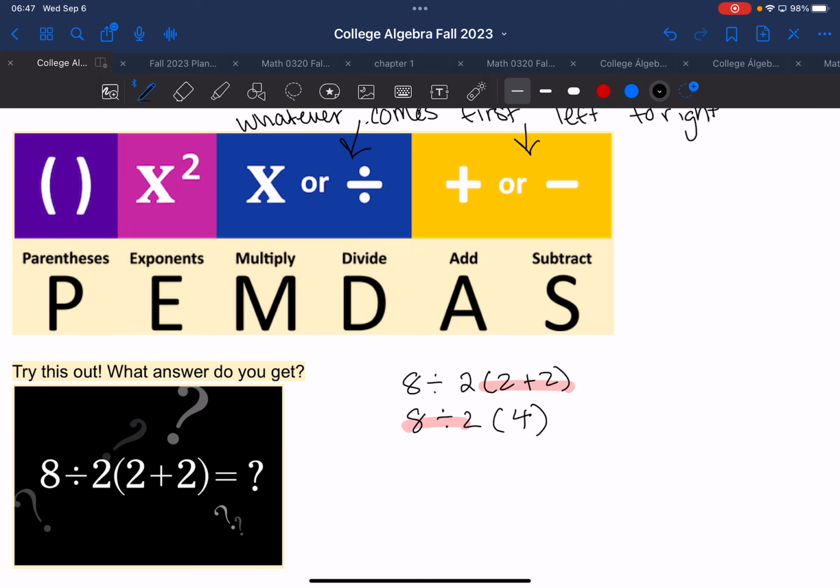So 8 divided by 2 is 4. 4 times 4 is 16. Okay, so the correct answer is 16. If you got 1, then I assume you probably divided first and then continued on with the problem. Okay.